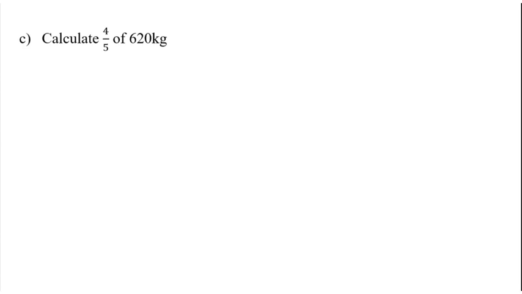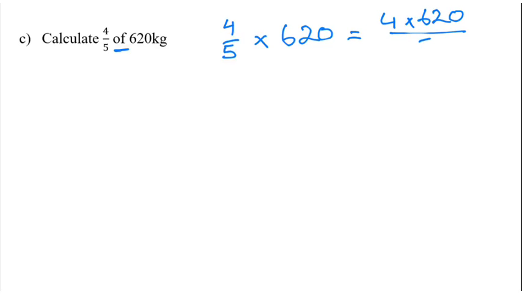Now this one's talking about calculating 4/5 of 620. So the word of in maths means times. So I'm going to do 4 over 5 times 620. So I can do this in 2 ways. I can either do the 4 times the 620 first and then divide by the 5, or I can divide by the 5 and then multiply by 4. So the order doesn't matter for those two. So I'm actually going to do the division.